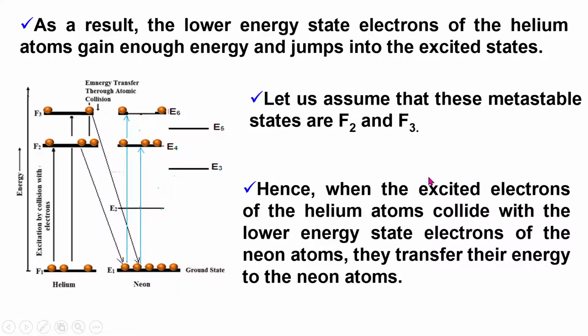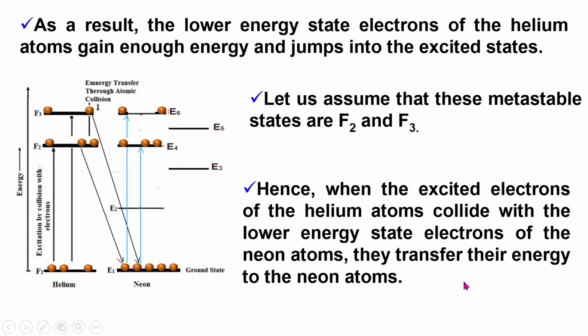Now we can see here the excited energy levels in case of the helium atoms, say F2 and F3. These excited energy levels in the helium atoms, F2 and F3, are also known as the metastable state. Hence, when the excited electrons of the helium atoms collide with the lower energy state electrons of the neon atoms, they transfer their energy to the neon atoms.